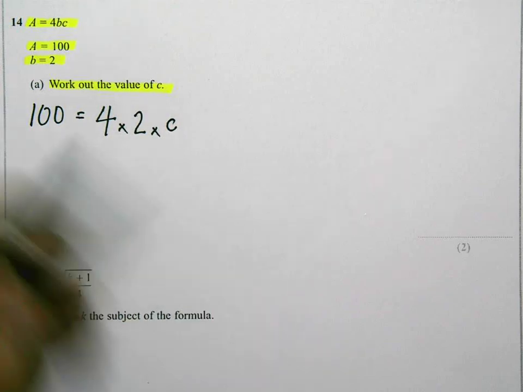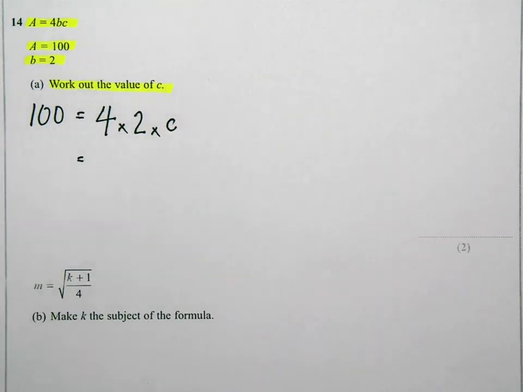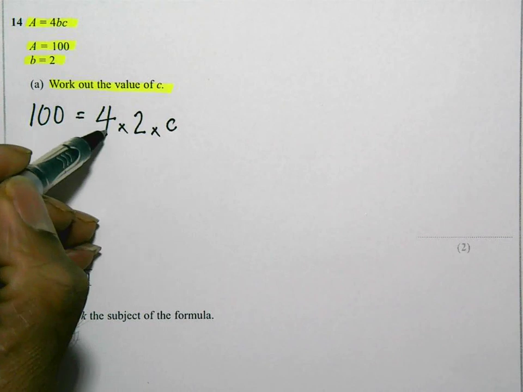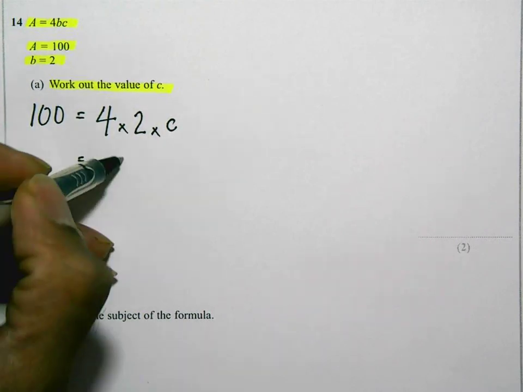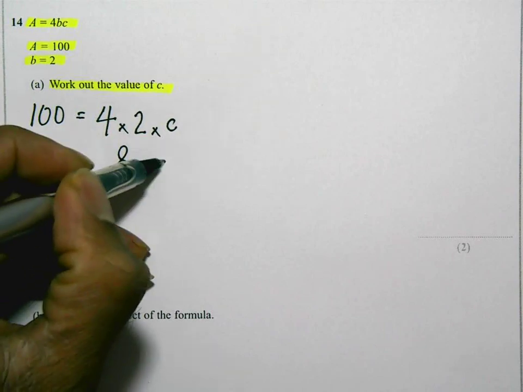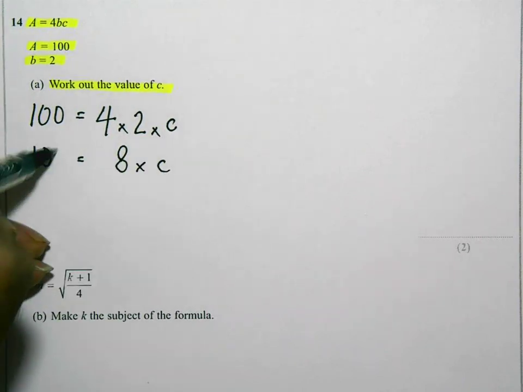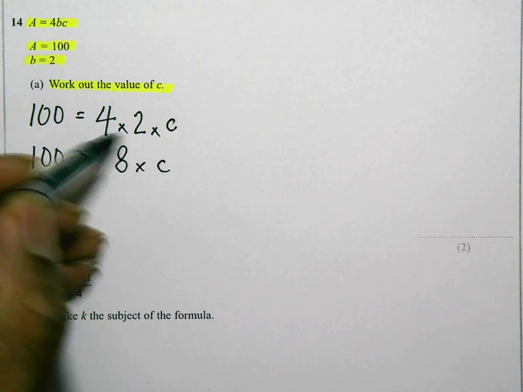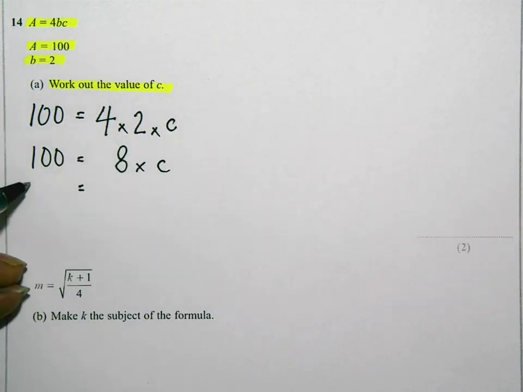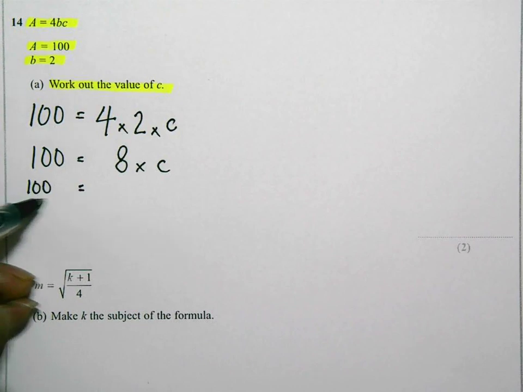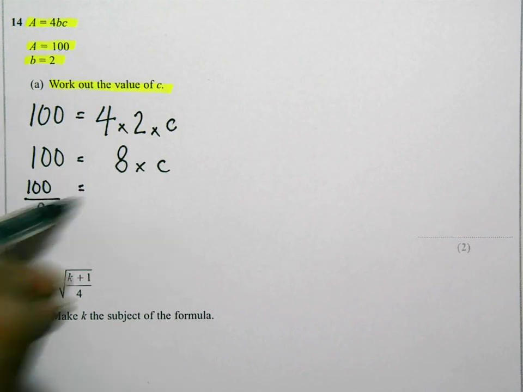Now, what I want to find out is 4 times 2 times what number is going to give me 100. There are several different ways you could do this, but I'm just going to work it out in a straightforward manner. 4 times 2 is 8. 8 times something is going to give me 100. What's the opposite of timesing by 8? The opposite of timesing by 8 is to divide by 8. So I'm going to divide 100 by 8 to work out what C is.